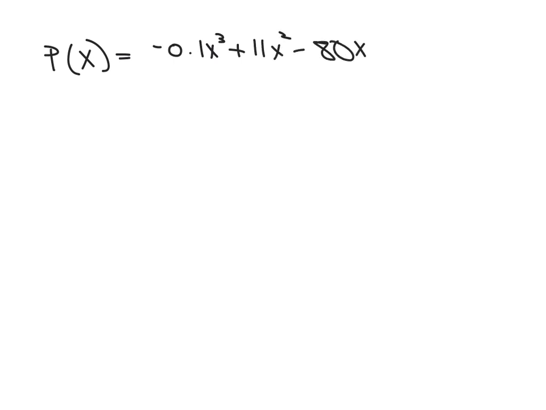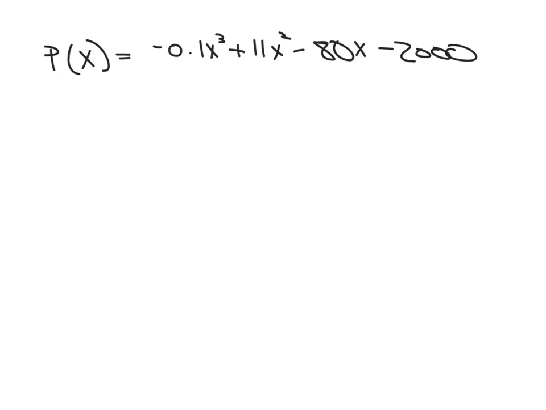Example number 3 says that we've got a weekly profit for a product. So it gives us the equation. And this is another cubic, but it's got nasty numbers in here. Okay, it gives us that, where x is the number of thousands of units. So if we get an answer like 4, that means x is 4,000.